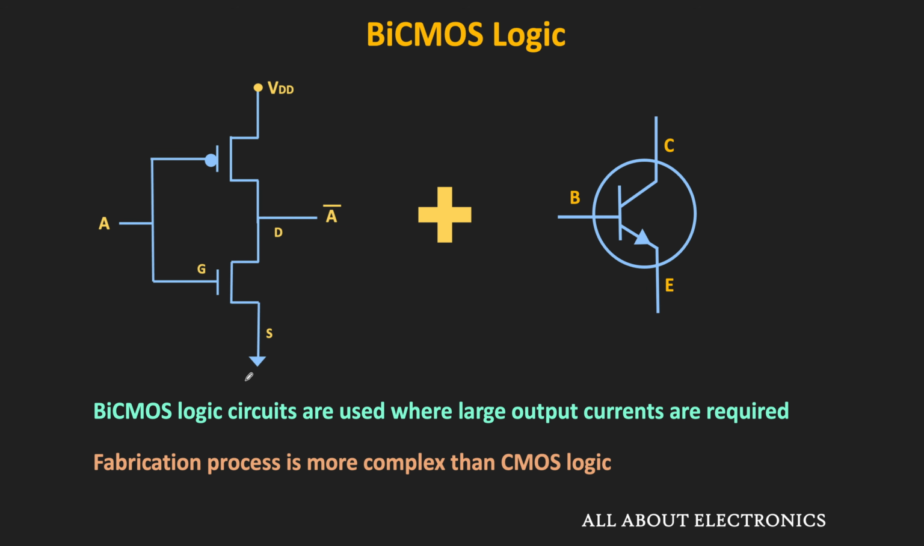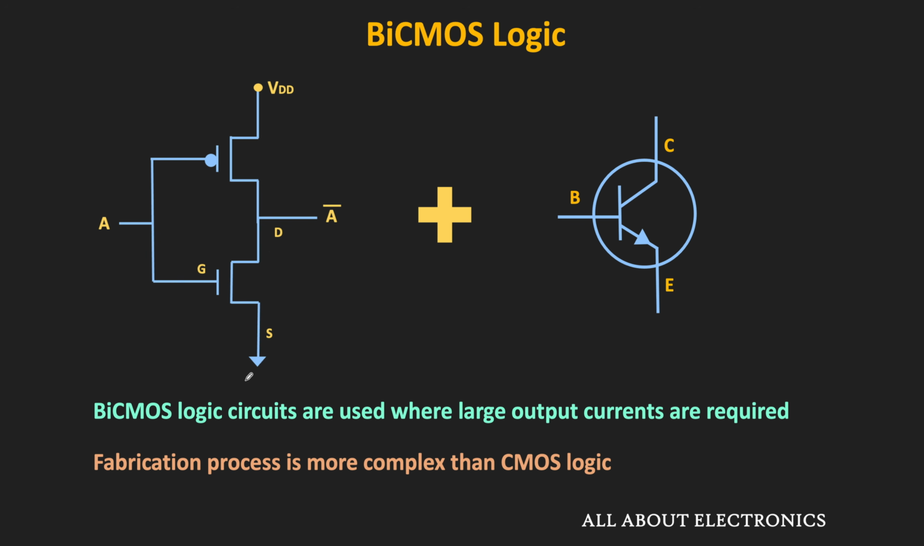So the only drawback of this logic is that as it is combining both bipolar as well as CMOS logic, the fabrication steps increase. And therefore, the fabrication process of this logic is complex compared to the CMOS logic. Because of that, the cost of the fabrication also increases. And because of that, the scaling of this logic is also difficult. Therefore, currently it is used only in very niche applications where the same performance cannot be achieved using the CMOS logic.